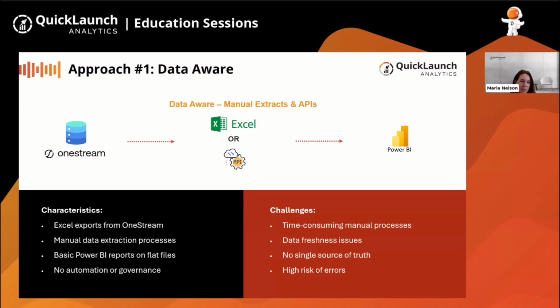If you're here because you have OneStream and you probably have Power BI, and you're wondering, well, how do I get my OneStream data into Power BI? How can I be successful?